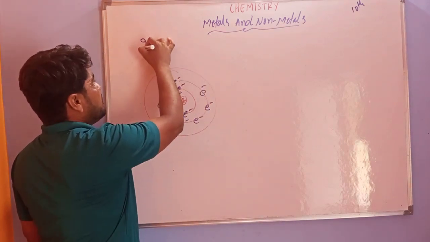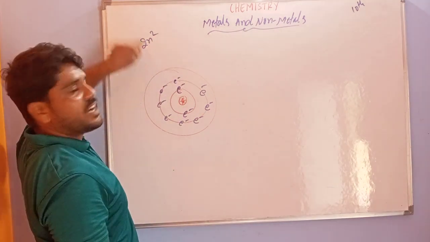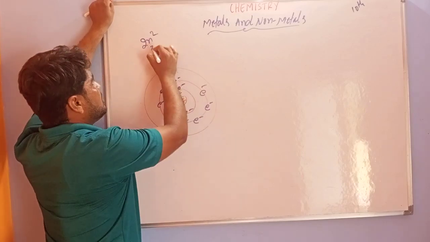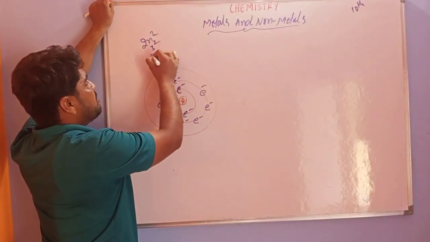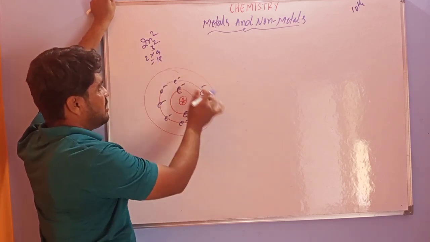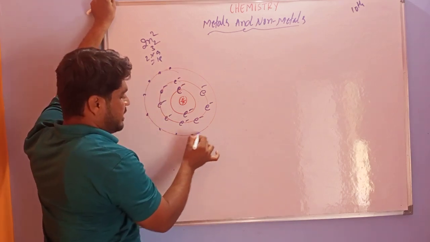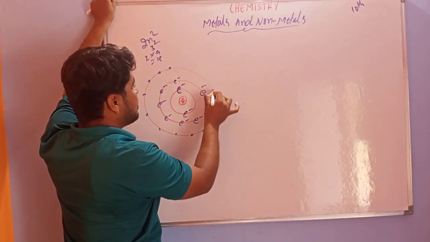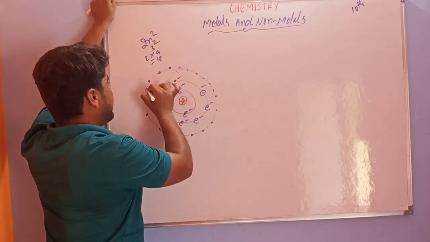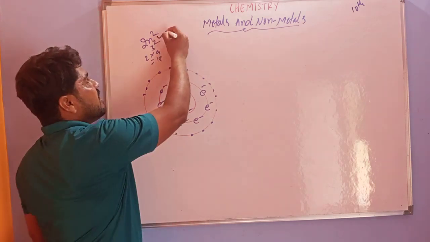So the formula for filling electrons is 2n square. You know that. In the position of n, here the number is 3, so 3 square. 3 threes are 9, 9 twos are 18. So 18 electrons in the third shell: 1, 2, 3, up to 18. Like this you have to fill the electrons by using this formula.